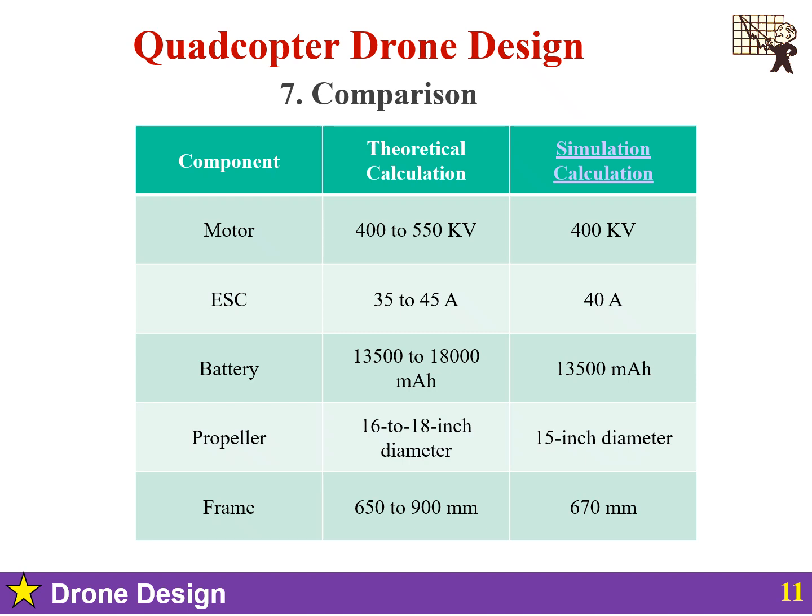In theory we get 400 to 550 kV, and in simulation we have seen it is 400 kV. The simulation selected the lower end for maximum efficiency and optimal propeller matching. This reveals an important principle: when uncertain, err toward lower kV for better efficiency and motor longevity.